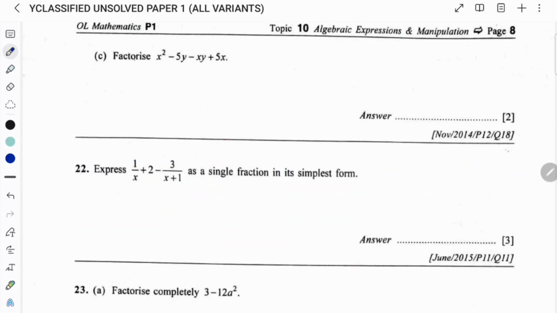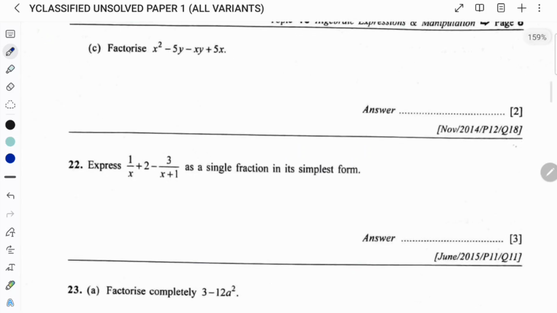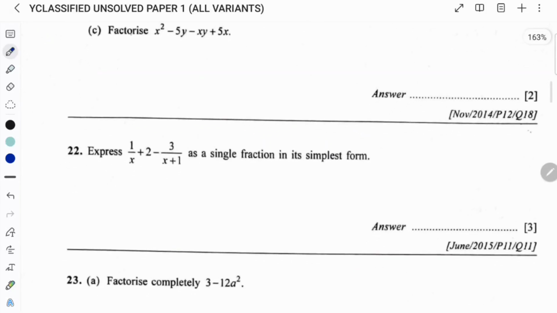Alright, so look at question number 22 there. It's a slightly different question, that's why I picked it. So this is 1 upon x, and 2 has denominator 1. So you'll have to take the LCM and then write down all of the numbers together. The LCM will be x times (x plus 1).